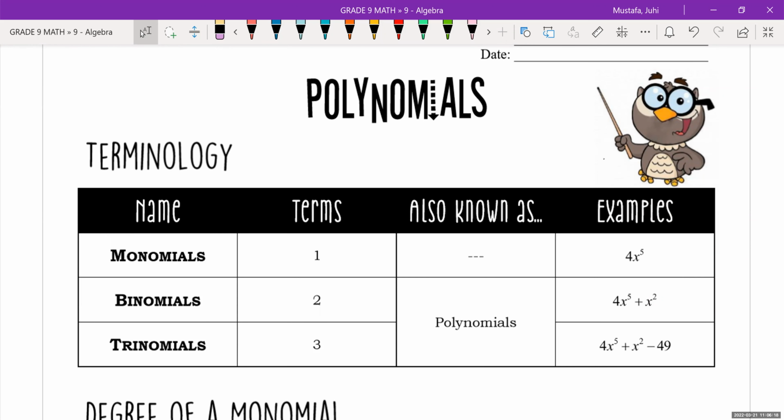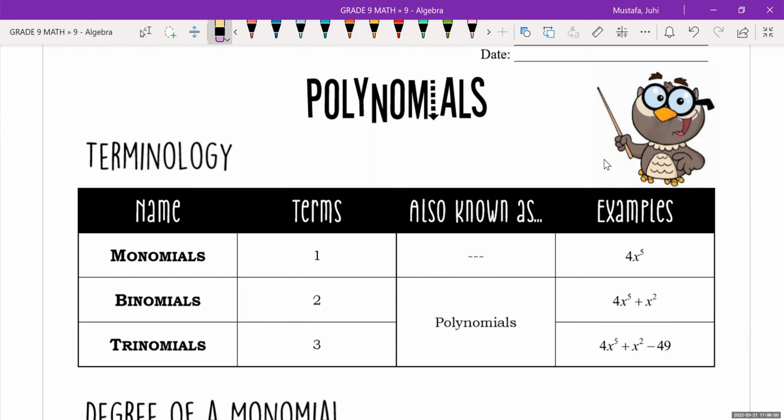And an example of that is if I just gave you 4x to the power of 5, that's one term all by itself, it's a monomial. How can you remember that? A monocle is like someone who has just the one glass, that's mono. Binomial means you have two terms. An example of that is 4x to the power of 5 plus x squared. So I have two different terms there. The best way to remember that is a bicycle has two tires, and so binomials have two terms.